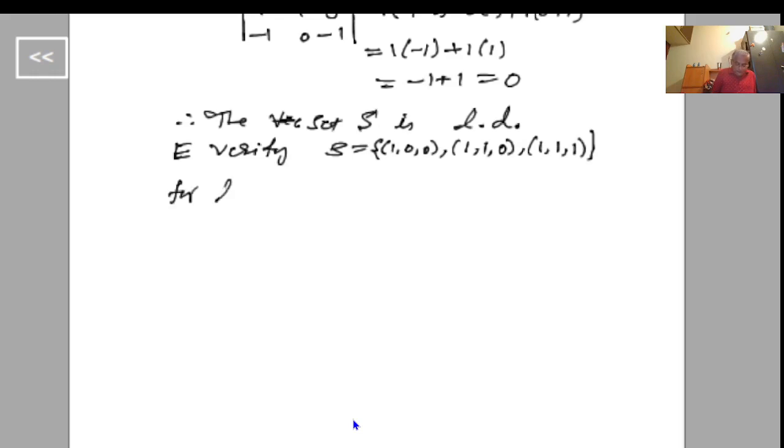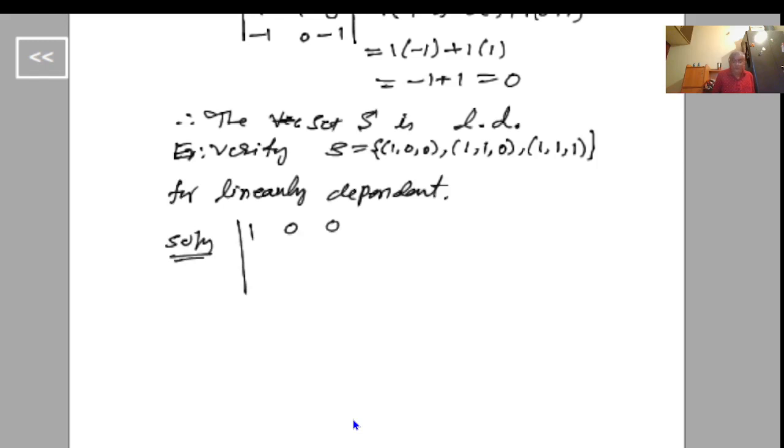Okay, we have to verify. Again consider the determinant value. Solution. Determinant first row is 1 0 0. Second row 1 1 0. Third row 1 1 1.